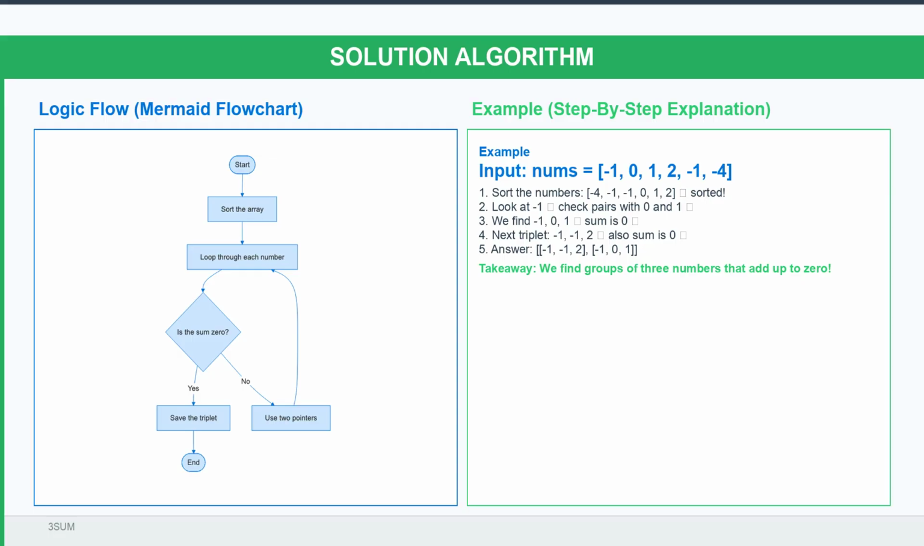In summary, sorting helps us manage duplicates efficiently, and the two-pointer approach allows us to explore potential triplets in a linear manner after sorting. Overall, the algorithm has a time complexity of O(n squared), driven by the nested structure of our iterations, while sorting contributes O(n log n).